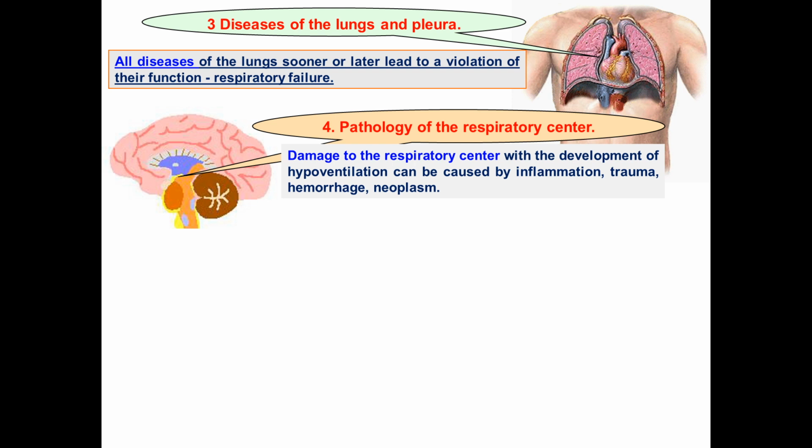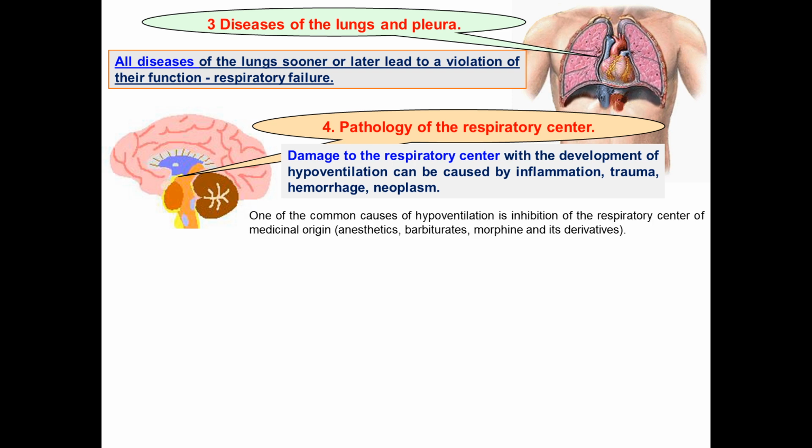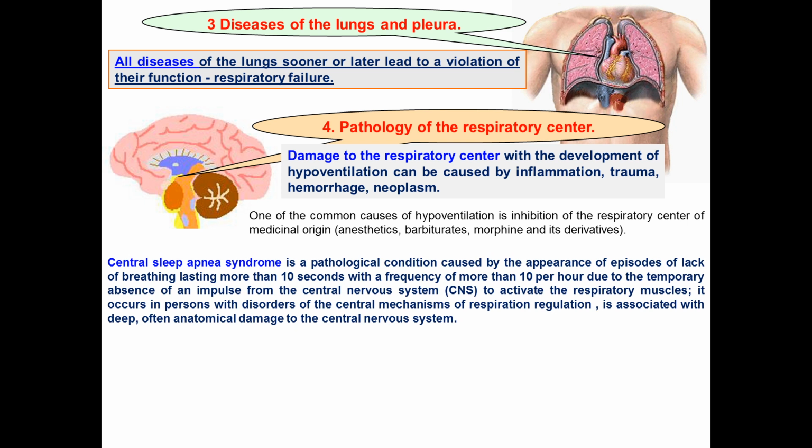Next is pathology of the respiratory center. Damage of the respiratory center with the development of hypoventilation can be caused by inflammation, trauma, hemorrhages, neoplasm. One of the common causes of hypoventilation is inhibition of the respiratory center of medication origin, for example, anesthetics, barbiturates, morphines, and so on.